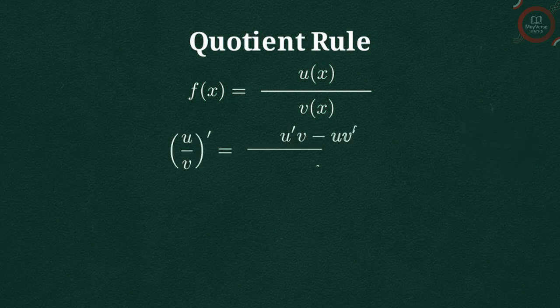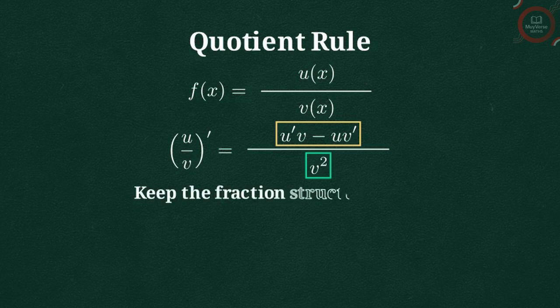Notice the formula has a numerator and a denominator. The numerator is u prime v minus uv prime. The denominator is v squared. That is the quotient rule. Differentiate the top and bottom using this pattern and keep the division structure clear and organized.